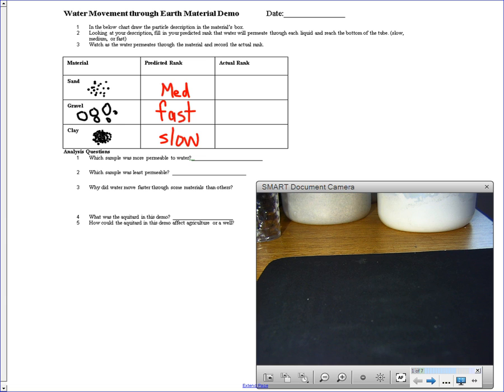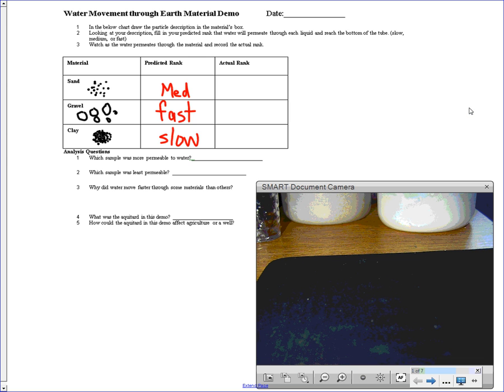Now, raise your hand. What helped you determine these rankings of speed? Nick. Experience. Okay, that's good. What else? How far apart the particles are. The size of the particles. It's like porous or something like that. Okay, porous. That means the space, how far apart they are.